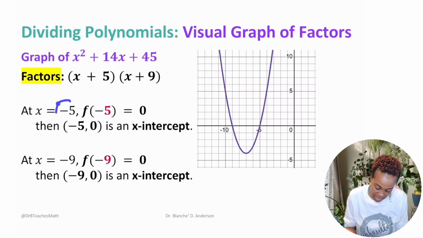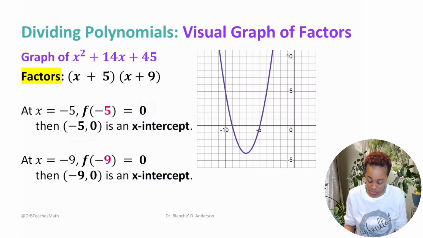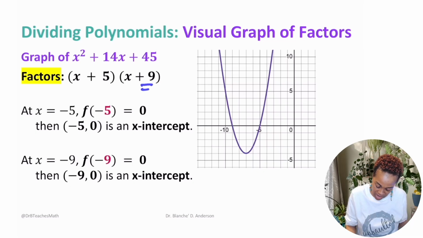So that means if I take -5 and I plug it into this polynomial, if I get 0, that's the point -5, 0, which is here on the graph. Y'all see that? So that's how these pieces fit together. Same thing, -9. If I take -9 and I plug it into this function, I end up with 0.